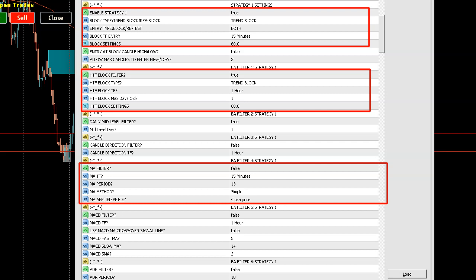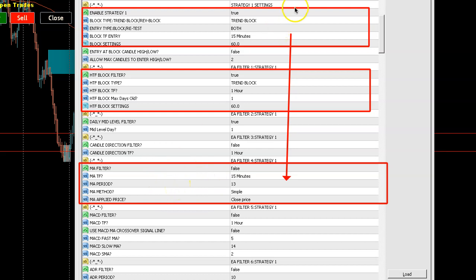The entry time frame means if you choose 15 minutes to enter on a block, then you can use filter number 4, choose true, 15 minutes, and whatever period that you want, 13, 21, simple, exponential, whatever it is that you like, you put it in here. But you can also now change it to a higher time frame as well.